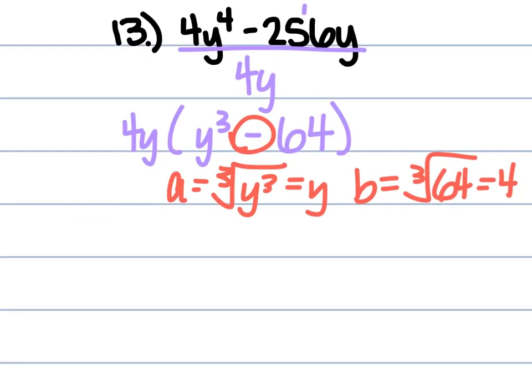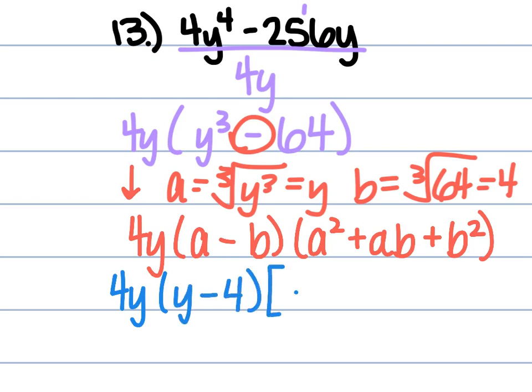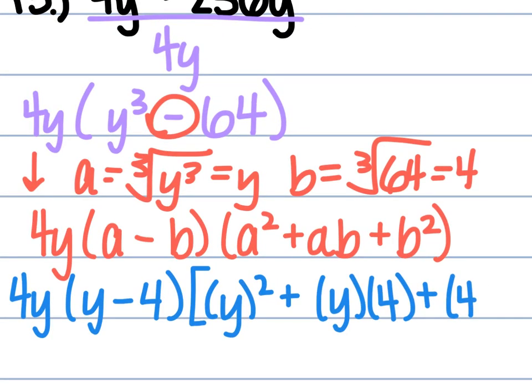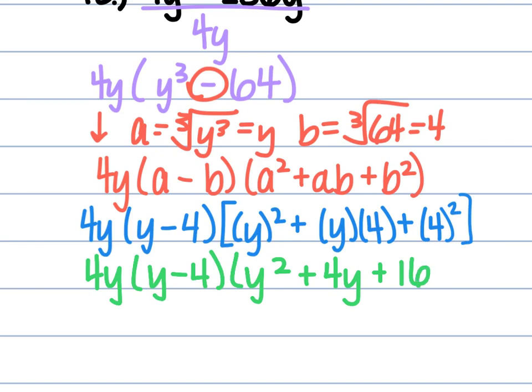Because we have a negative between those two terms, we're going to bring the 4y down, multiply it by a minus b times a squared plus ab plus b squared. So plug in your values. You're going to have 4y times y minus 4 times y squared, y raised to the second power, plus y times 4 plus 4 raised to the second power. So this is going to be 4y times y minus 4 times y squared plus 4y plus 16.